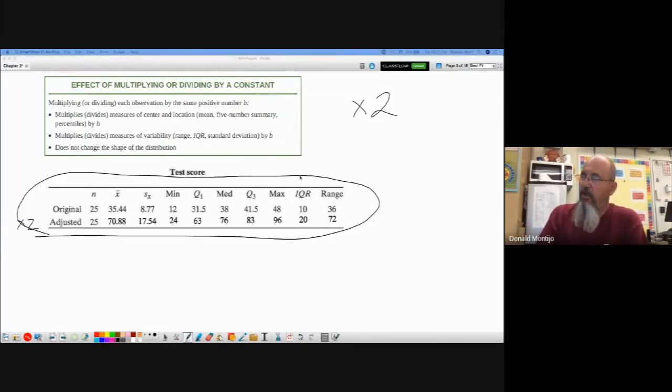So as a quick review, if we add a constant to every term, I don't want to redo all the work. By adding a constant, we add that same constant to all of these measures except spread. Spread doesn't change by adding a constant, but if we multiply by a constant, everybody gets multiplied by that constant.